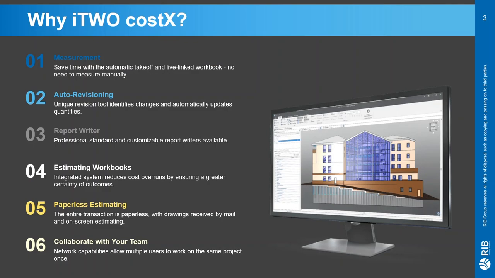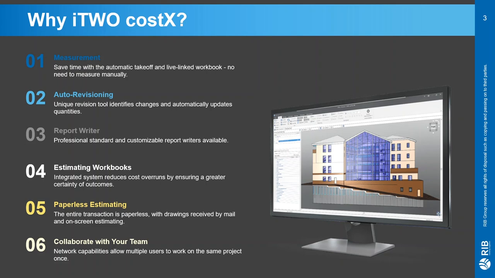At its core, iTWO costX is a measurement tool, both from 2D and 3D. All these tools are integrated into our estimating component. An auto-revisioning function, which we will cover today, allows the estimator to handle revisions in takeoff, which is live linked to the estimate. With these live linked quantities, revisioning helps to automate the process when new drawings are received and makes estimating with revisions a lot more streamlined than duplicating your estimates and starting your takeoff from scratch every time.